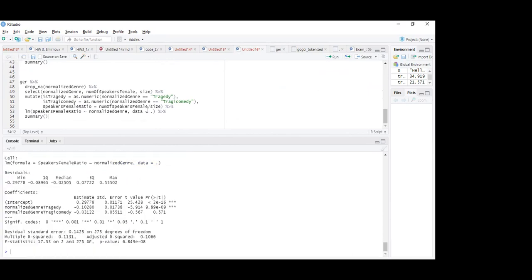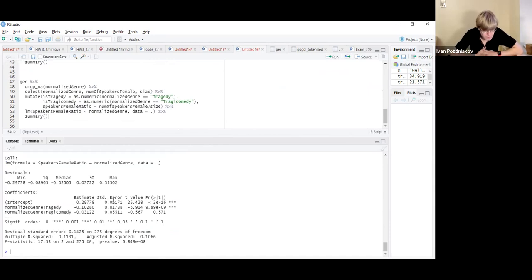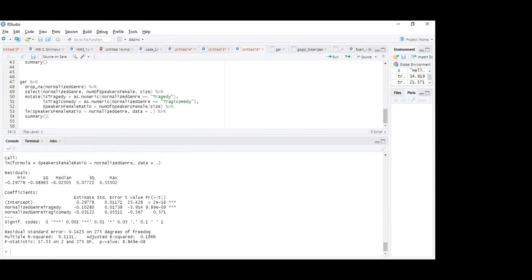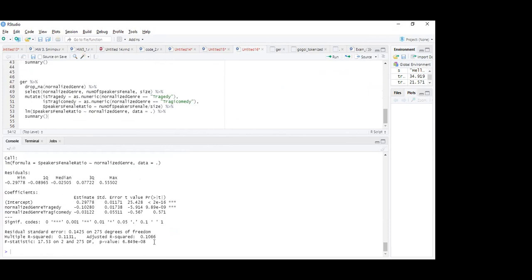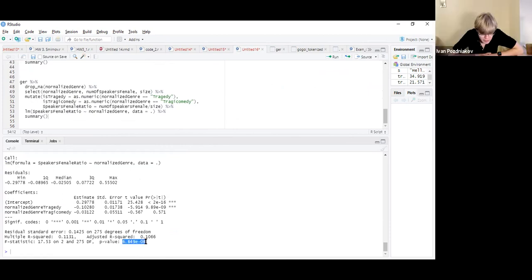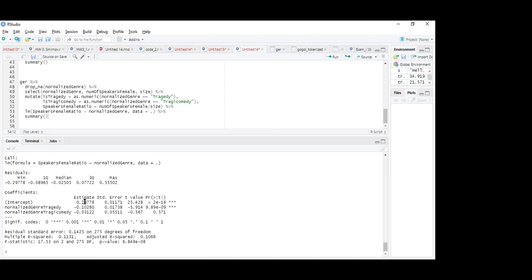I ran my code, and I got something like this. So does it make sense? Yes. So where do we have our p-values? At the bottom is the p-value for the whole model. So whether the whole model is better than no model. No model here is a model with only an intercept, so it can be interpreted like no gender influence. Gender does not influence the speaker female ratio at all.